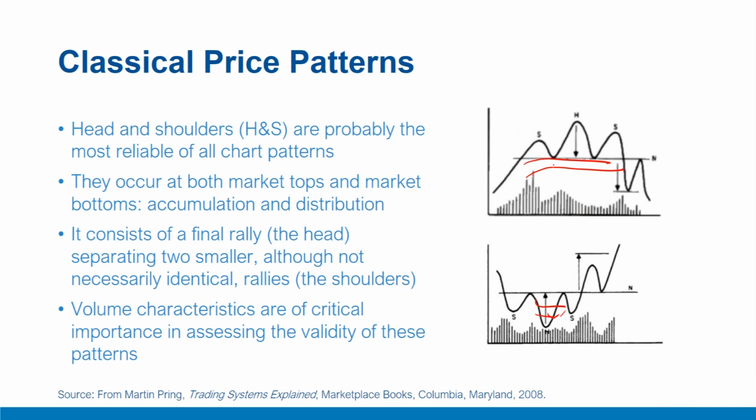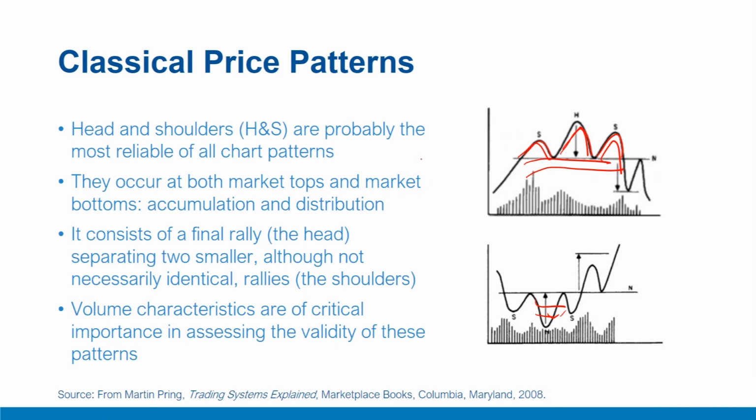It consists of a final rally ahead, separating two smaller, although not necessarily identical, rallies or shoulders like this and this. If the two shoulders were trends of intermediate duration, the first shoulder would be the penultimate advance in the bull market, and the second shoulder is probably the first bear market rally. The head, of course, would represent the final intermediate rally in the bull market.